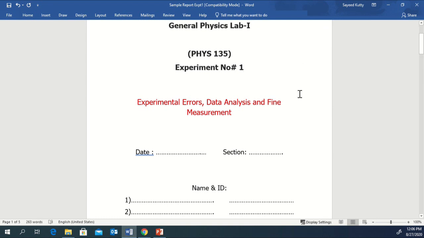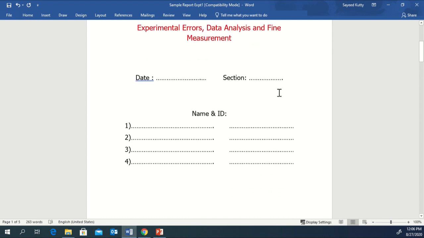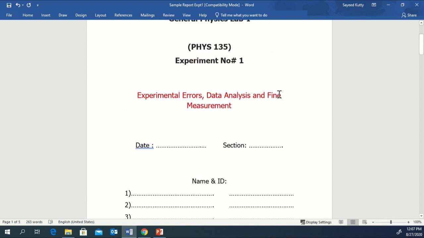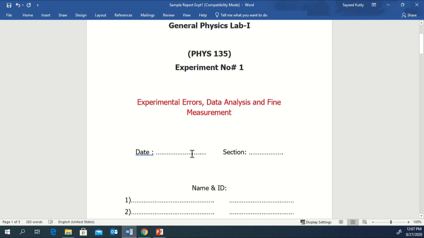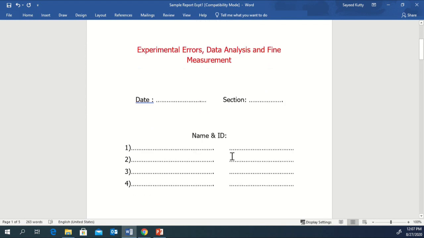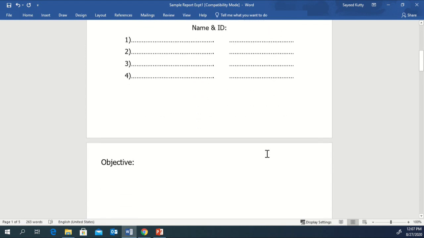This is a report that we are going to work on. This is the cover page of the report. You can see the experiment number 1, Physics 135. This is the name of the experiment, the date that you did the experiment, your section number, your name, and your ID. If you have any partner, you can include their name and ID.